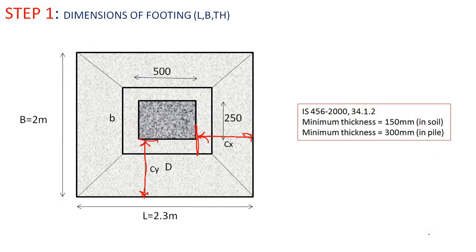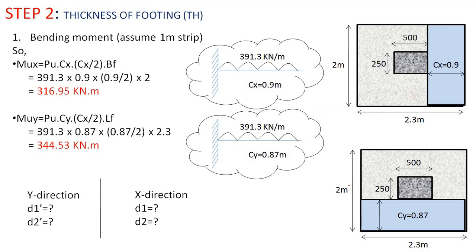So here we have seen something like this. We have calculated the width of the footing, length of the footing, and Cx, Cy. So now the second step. The second step will be the thickness of the footing. For the thickness of the footing, we will find the bending moment and we will assume a 1 meter strip. So I have taken 1 meter of the strip. We have to find the moment in both directions, in the x direction as well as in the y direction.